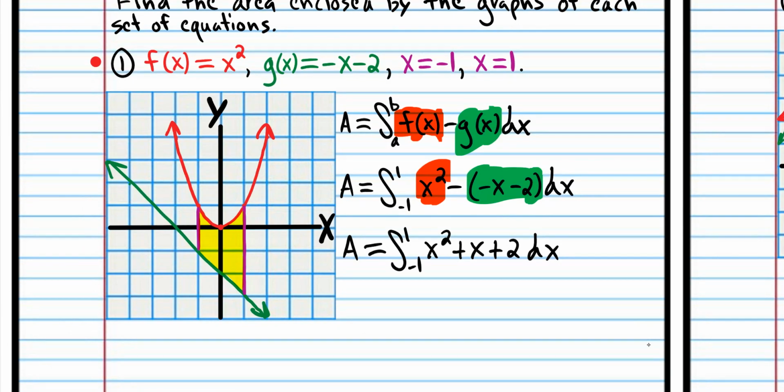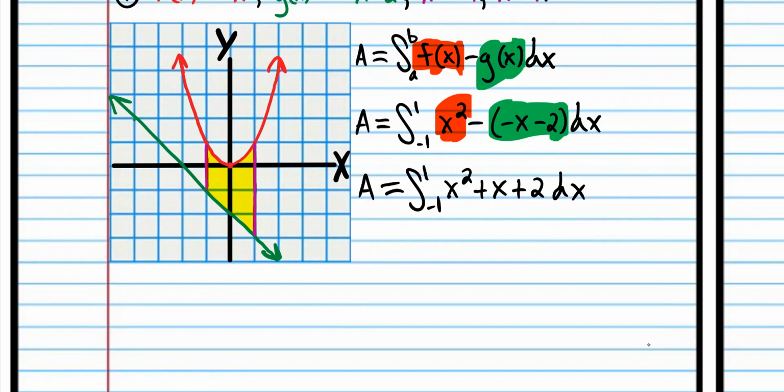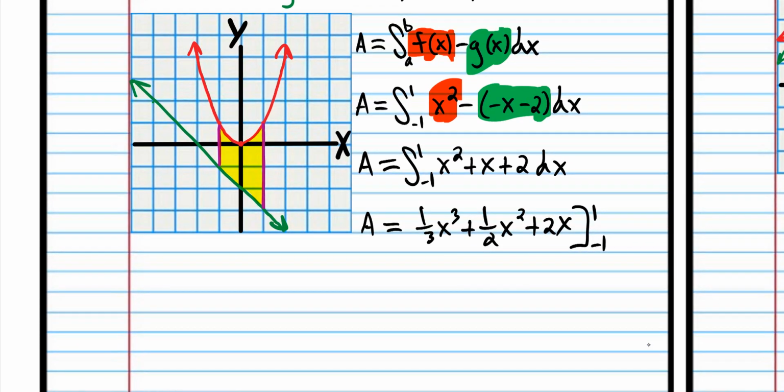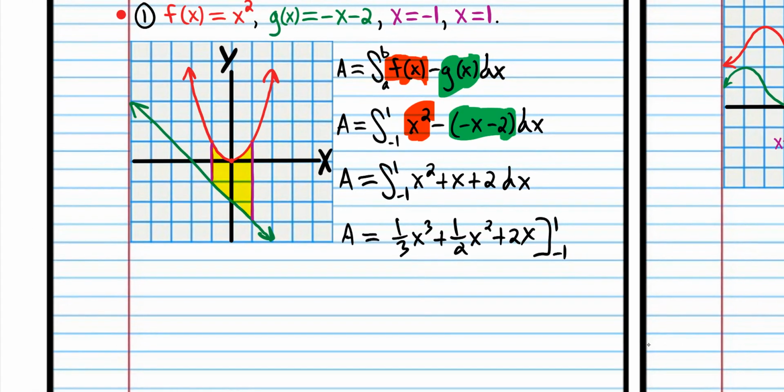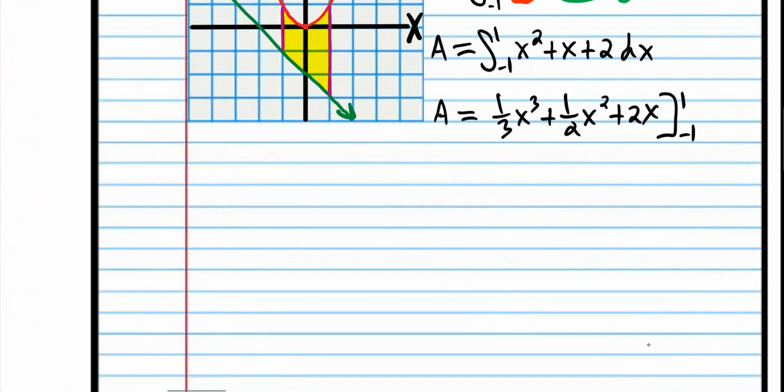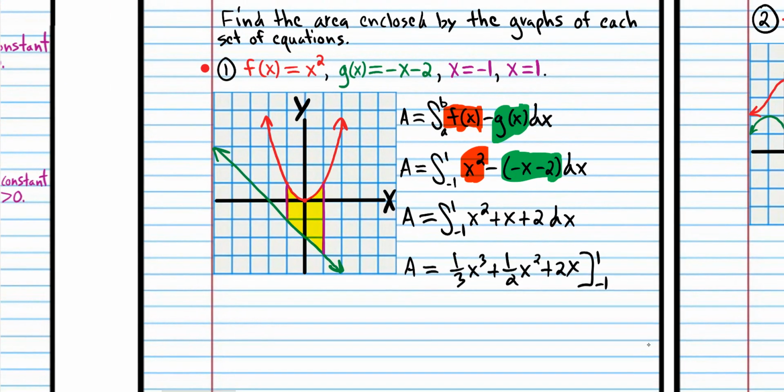So all we have to do is integrate at this point. So the antiderivative would be 1/3 x cubed plus 1/2 x squared plus 2x, and we're going from -1 to 1. Again, we don't have to write the constant of integration. We don't have to write c, because c cancels out. Okay, so look at that and make sure that you follow what we did there. We used our formula, our master formula.